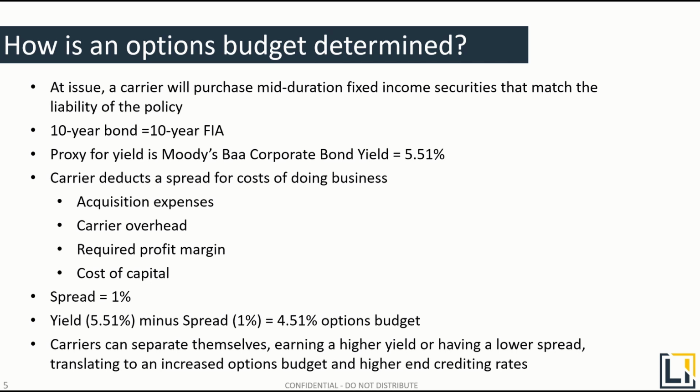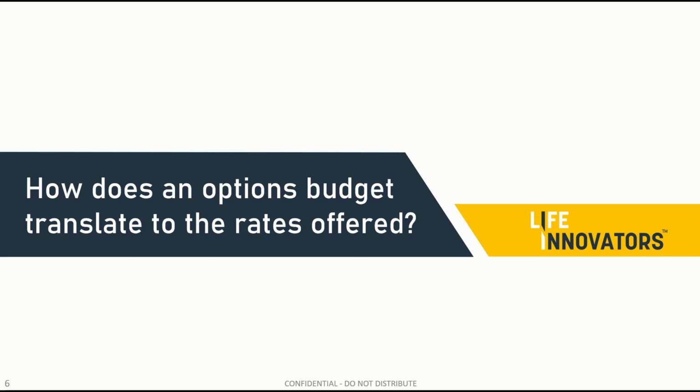They could also have less operational overhead for a lower spread, and all of that would translate to a higher options budget, which would translate to a higher net crediting rate offered to the end client or consumer, which is what we'll talk about next. So how does an options budget translate to the rates offered by a carrier?